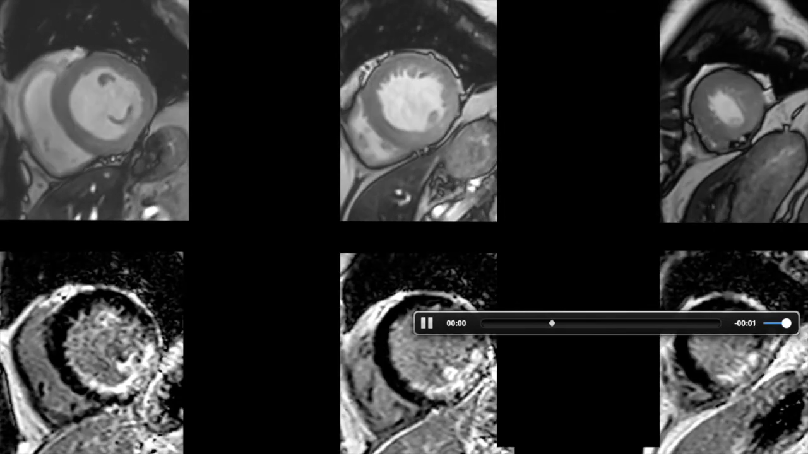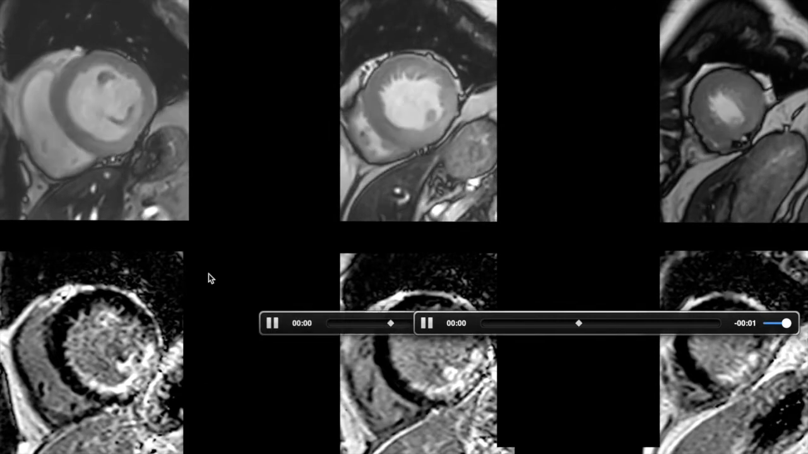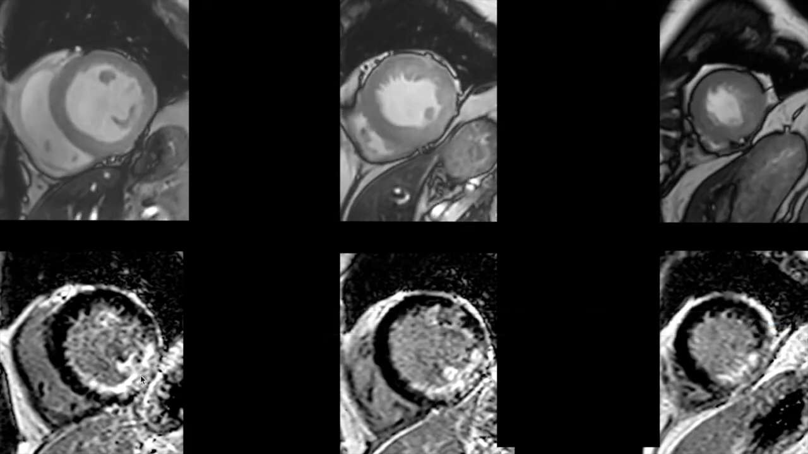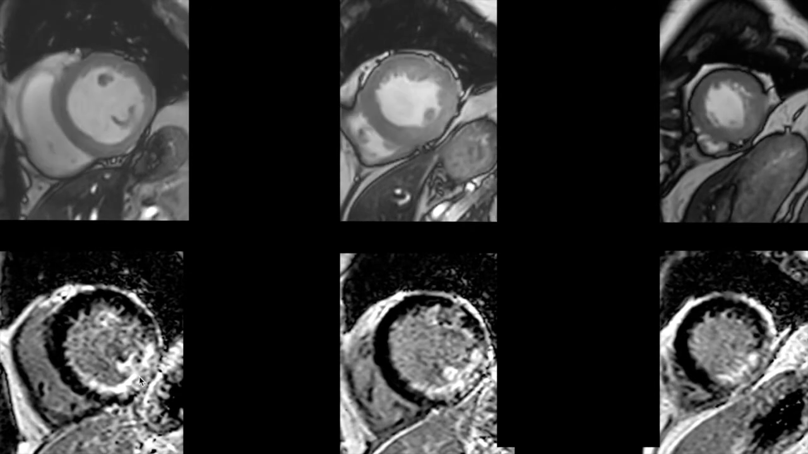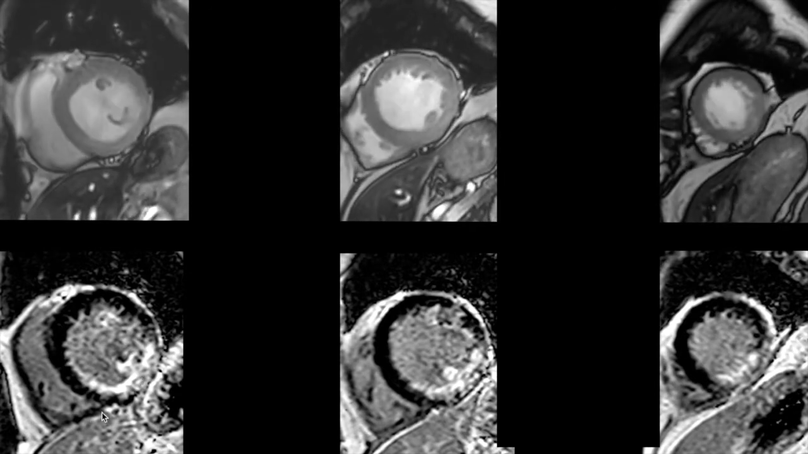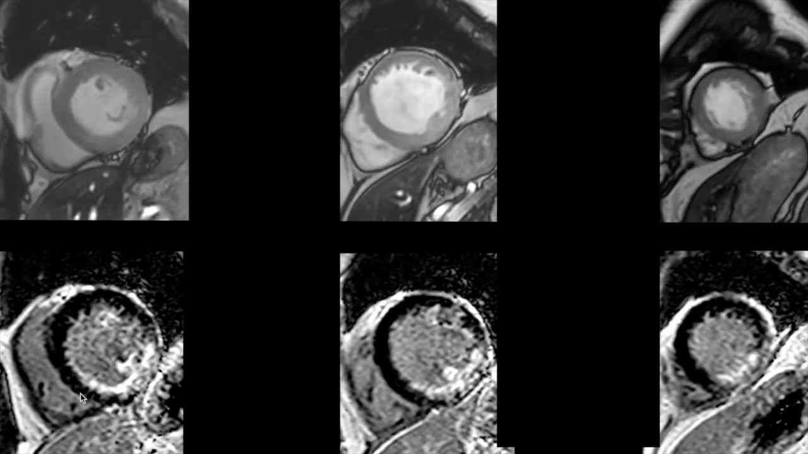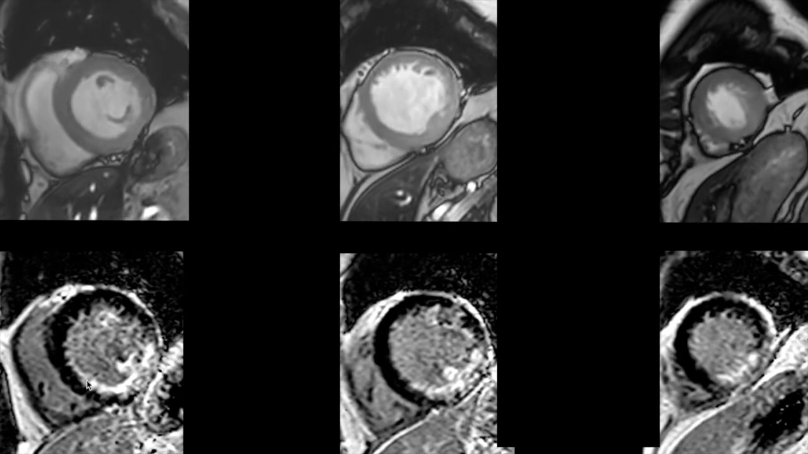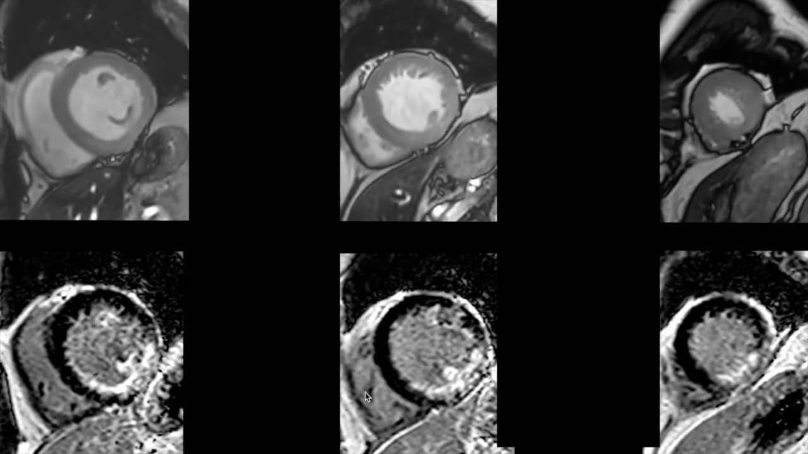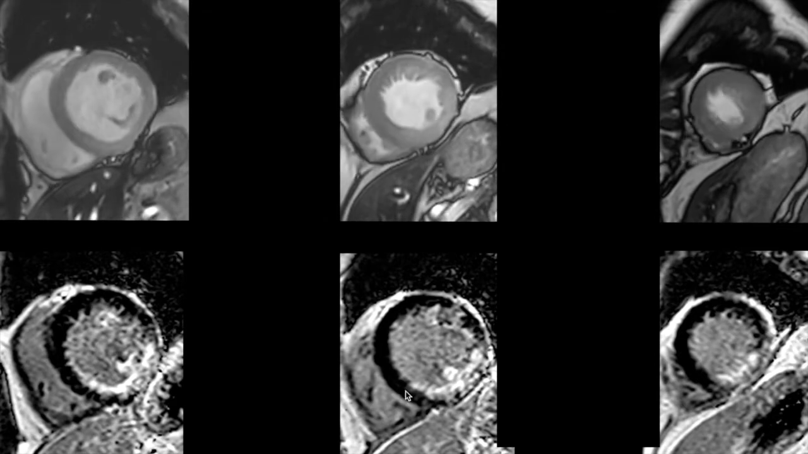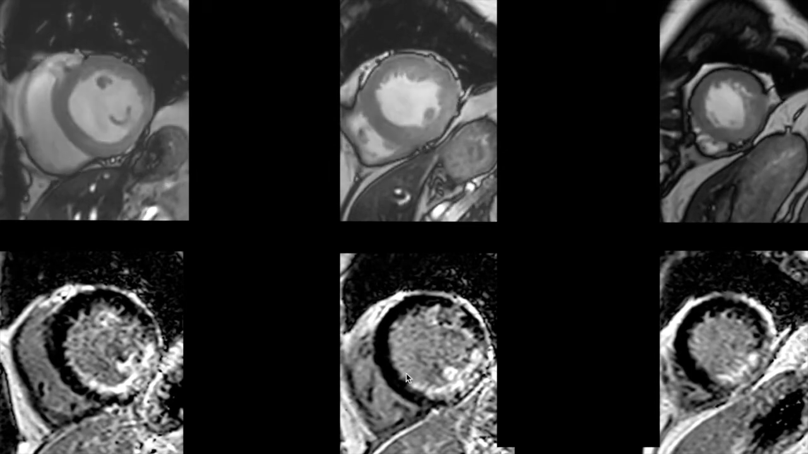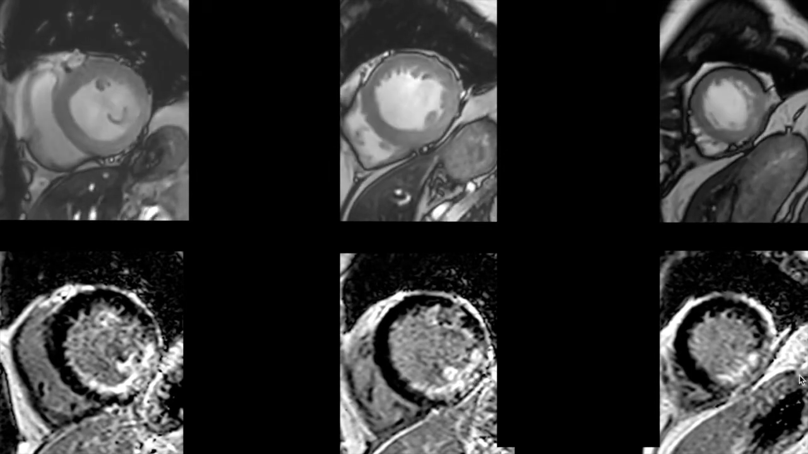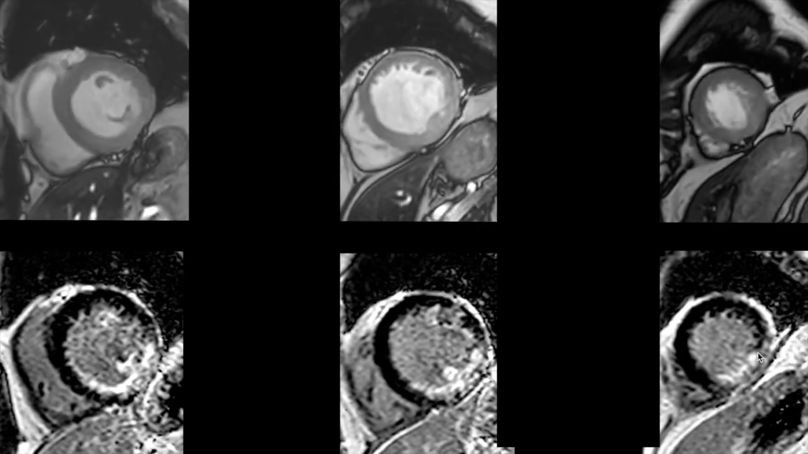Looking at the delayed enhancement images, what we can see is areas of near transmural infarction in the basal inferior segment. But it's important to look at the segment adjoining this, which is the basal inferoseptal segment, where you're seeing up to 50% subendocardial infarction. The same is true with the mid-inferoseptal segment, where you're seeing less than 50% subendocardial infarction, while the inferior segment is showing near transmural infarction in this case.